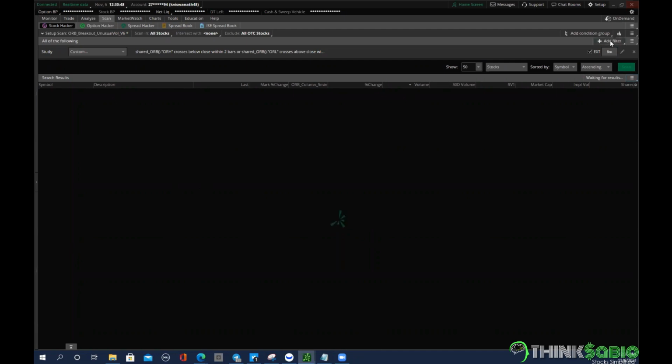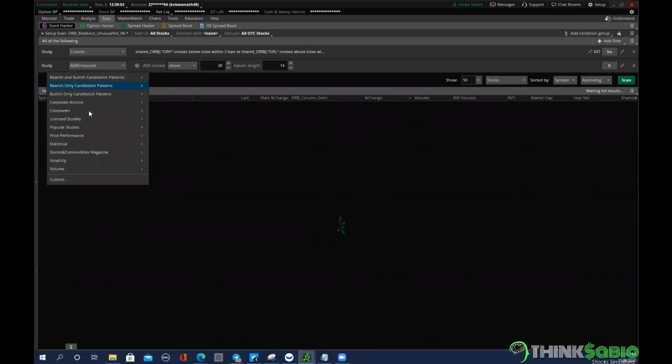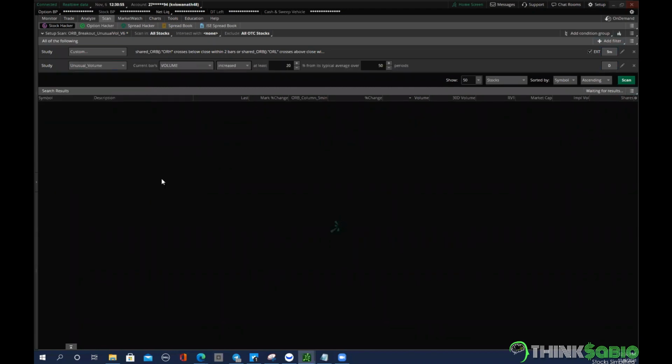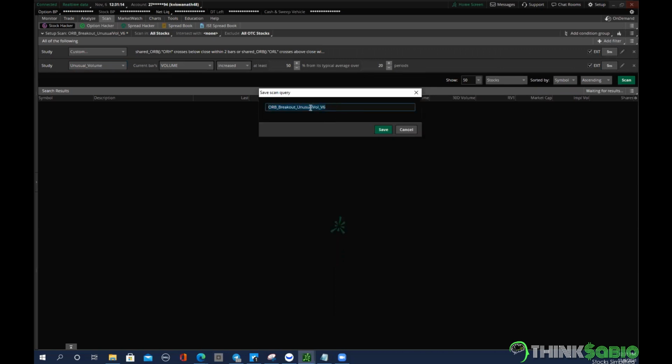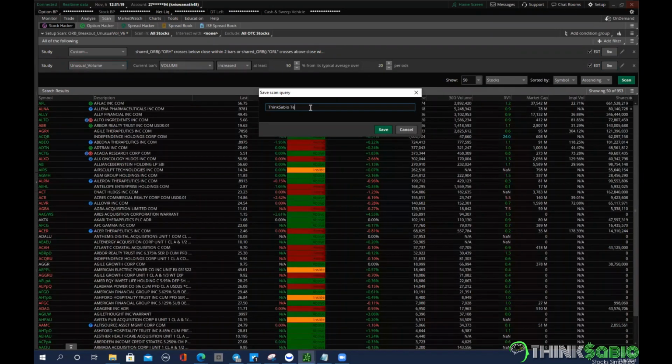If you want to add the volume, all you have to do is add filter, click study, and then you can go to volume. You have unusual volume. The current bar should be the 5-minute bar. The current 5-minute bar increased at least 50%, for example, from its typical average over 20 periods, right? And then all you have to do is go here, click save, give it a name, test, and then save it, right?